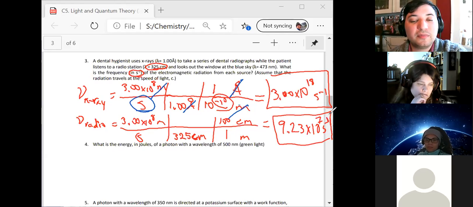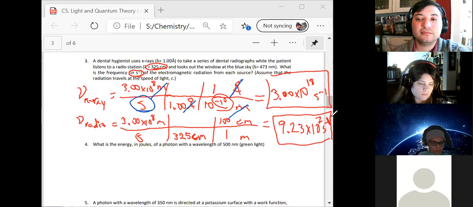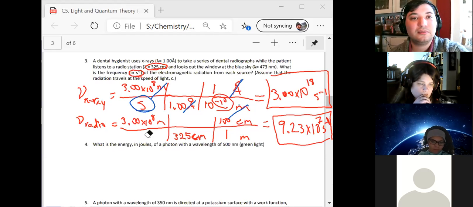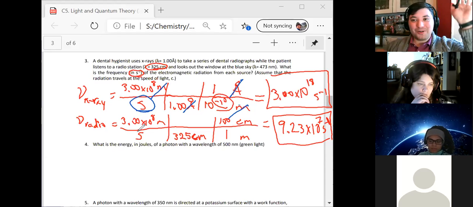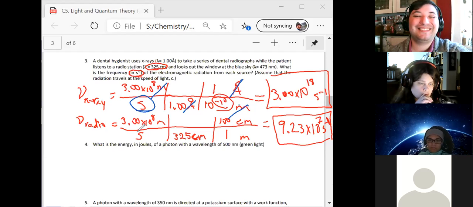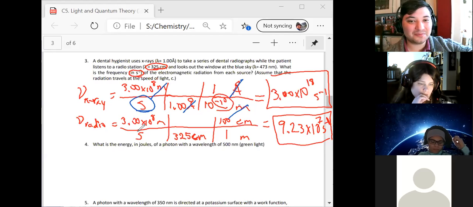Oops, got rid of my exponent. 9.23 times 10 to the 7th inverse seconds. Questions on this one? Surprisingly, that's actually the number I got in the way I did it. Woo! Except for some reason when I did it, like I was telling you earlier, my exponent was negative instead of positive.